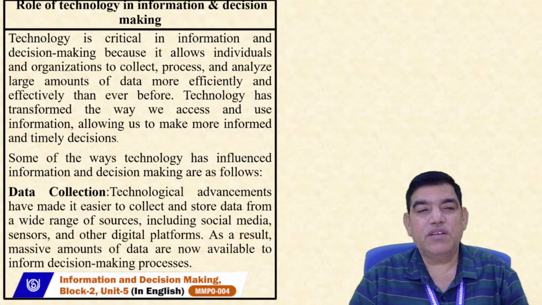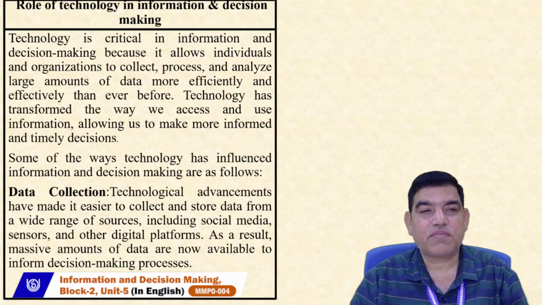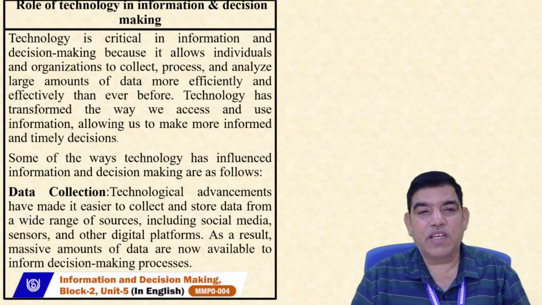So technology plays an important role in the decision making process. Information also plays an important role in the decision making process. So technology is critical in information and decision making because it allows individuals and organizations to collect, process, and analyze large amounts of data more efficiently and effectively than ever before. So yeah, in the earlier days, we kept our records by pen and paper. That's why it is too difficult for the decision making process with a large amount of data.